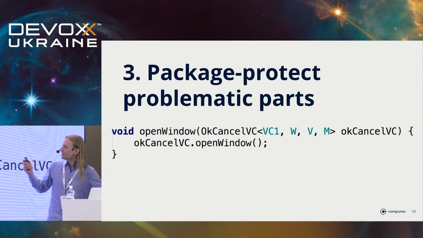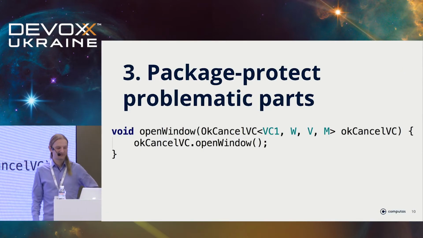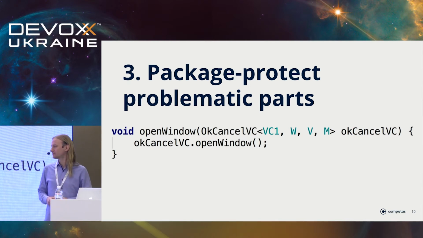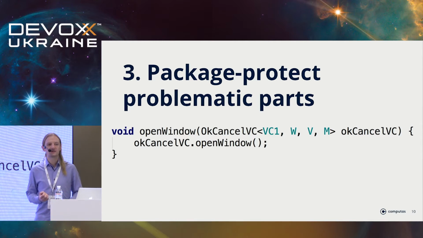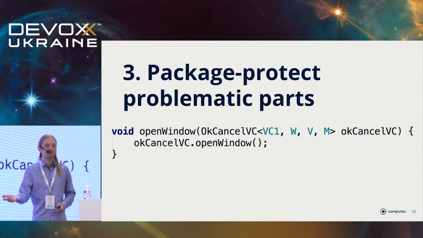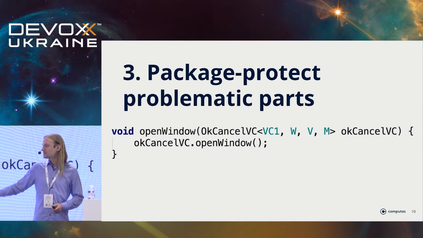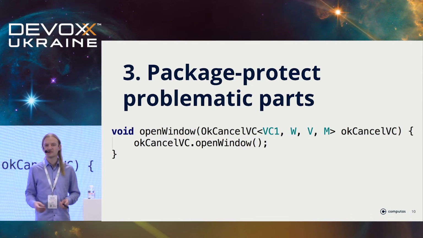Yeah, tip number 3. Sorry about the title, I couldn't resist. Package protect problematic parts. This is a trick I use a lot. So if there is something in the class you want to test that is problematic, right? That writes to the file system or does a network call or shows a GUI window or anything like that. Extract exactly that part into its own method, make that method package protected, and override it in your test.